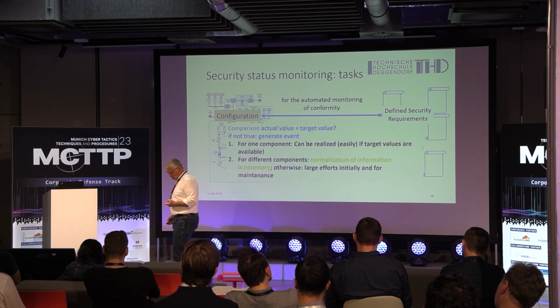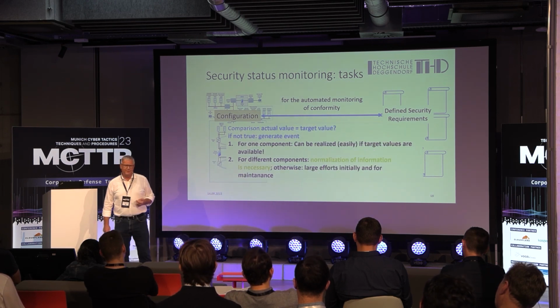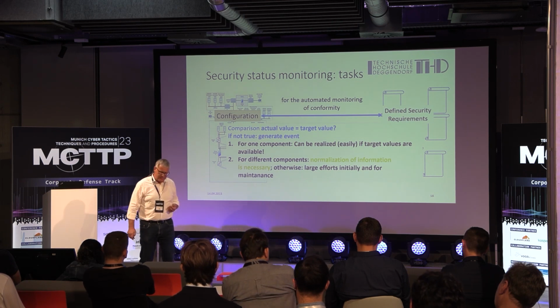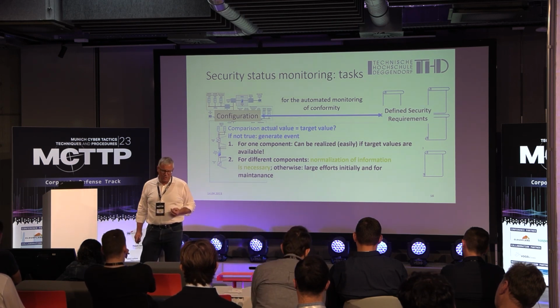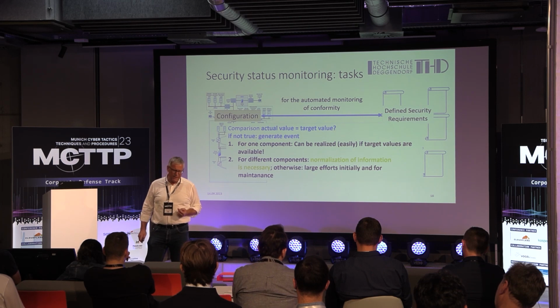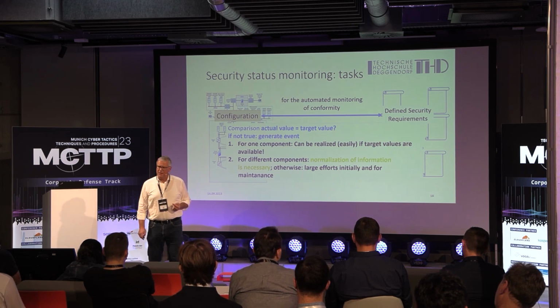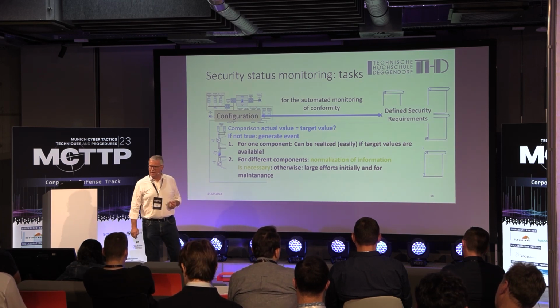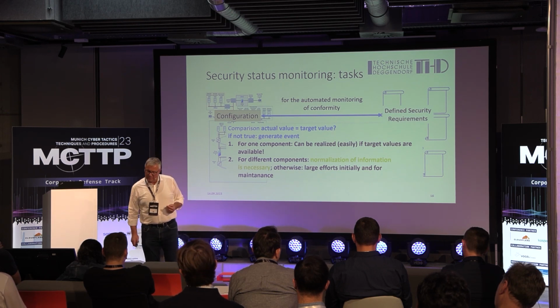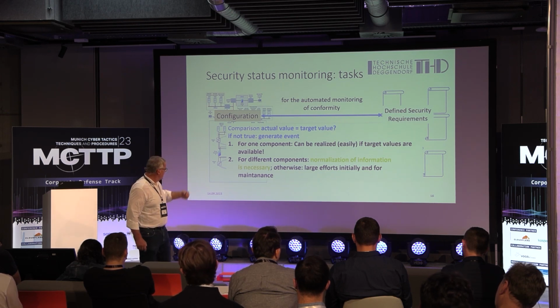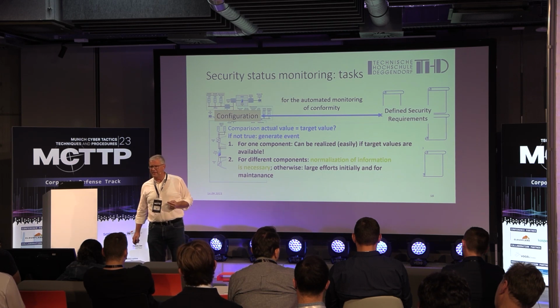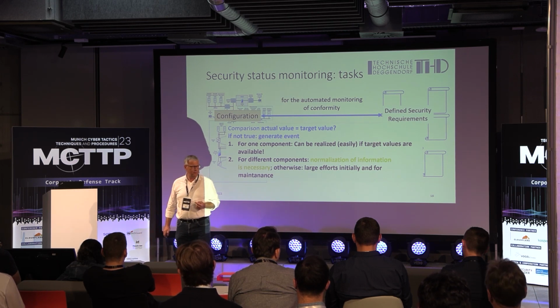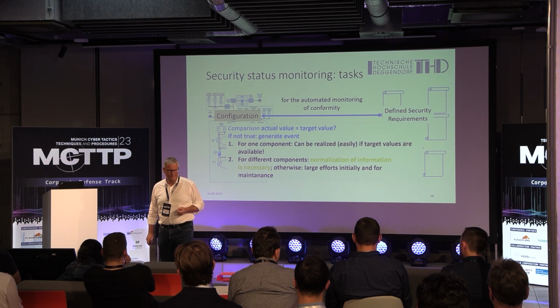Okay, good. Then we have to compare the actual value with the target value. This is the first idea. I will go into this a little bit deeper, but then we can check that. And if the target level is equal to the current, actual level, then it's okay. If not, we have to send an event.